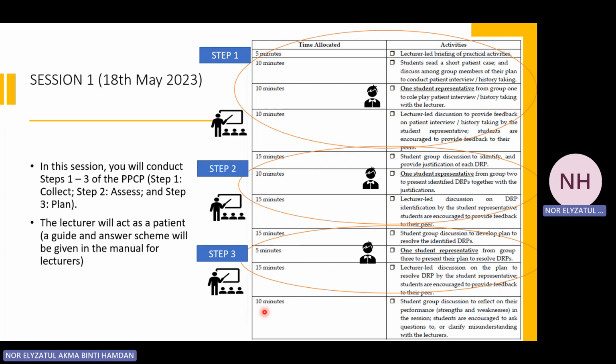All right, so in the last 10 minutes, one discussion will be conducted to reflect on your performance, such as the strengths, weaknesses, and some kind of sharing session. You are allowed to ask, maybe in terms of the format, in terms of advice from the tutors regarding the OSCE session.